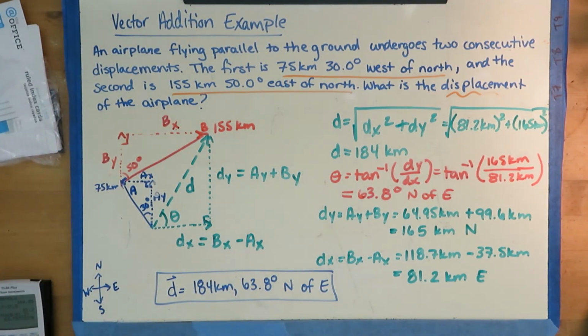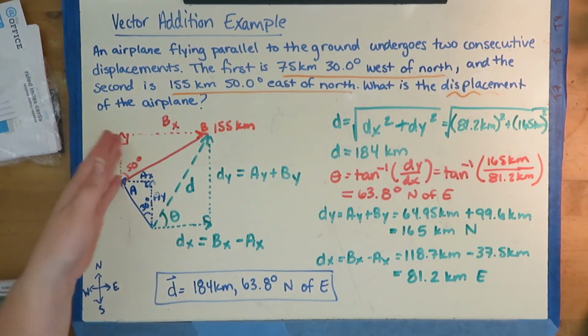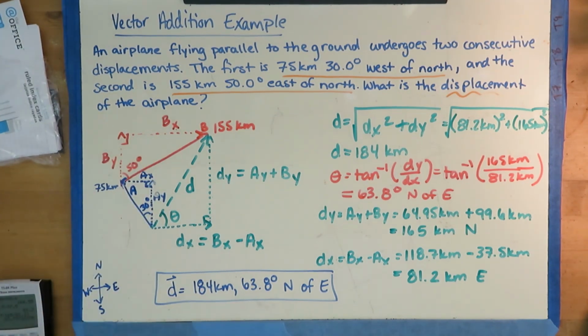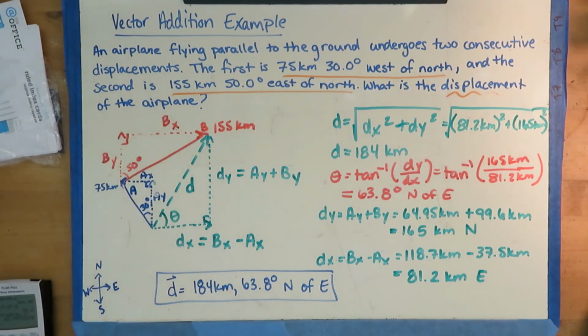And there you have it. So that's how you solve a problem like that. Noticing the relationship between the component vectors of the two individual vectors that are added together relative to the components of the displacement itself, making sure to have both a magnitude and a direction with reference angles.